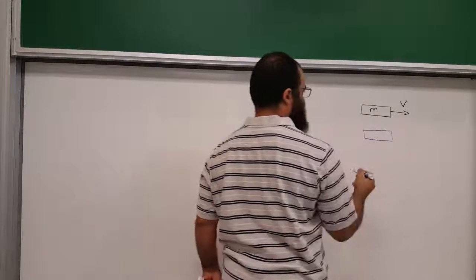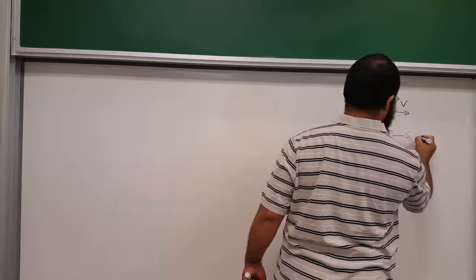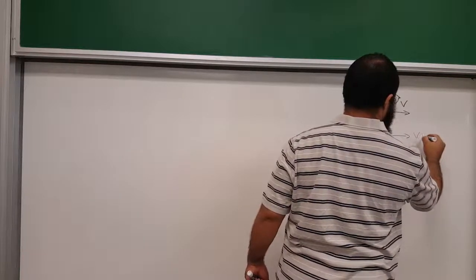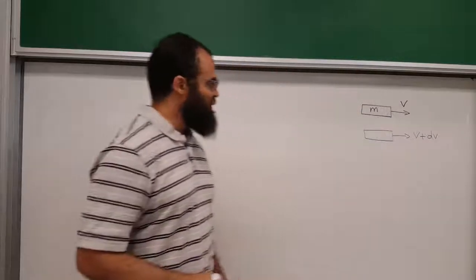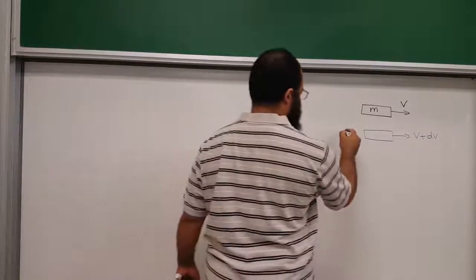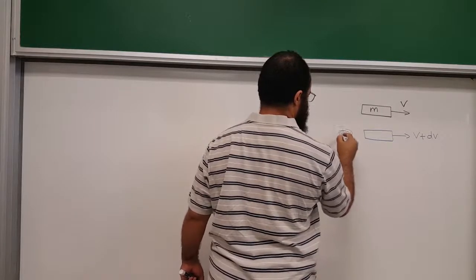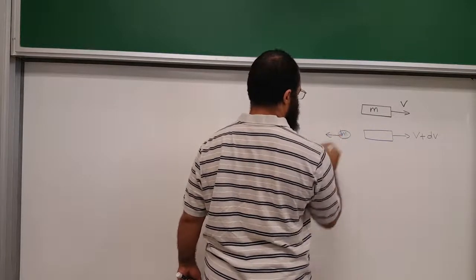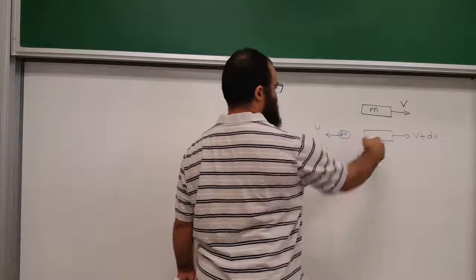After a time delta t, it will eject fuel backward, and it will gain velocity. So the velocity after a moment will be v plus an amount dv. But it will eject fuel this way, which has a mass dm, and it will be moving this way at a speed u relative to the rocket.